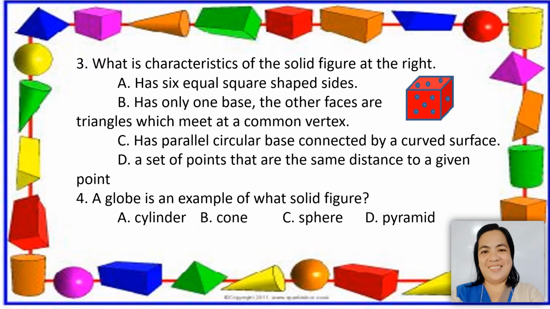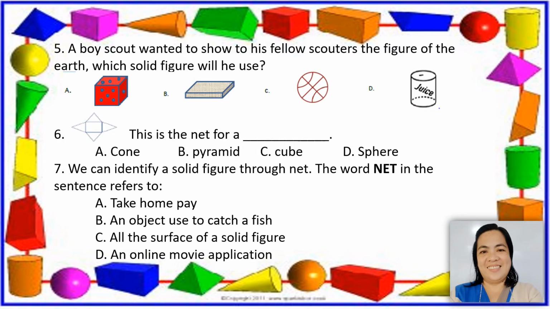Number 4, a globe is an example of what solid figure? A, cylinder, B, cone, C, sphere, D, pyramid. The correct answer is letter C, sphere. Number 5, a Boy Scout wanted to show to his fellow Scouters the figure of the Earth. Which solid figure will he use? Is it A, B, C, or D? The correct answer is letter C, ball.